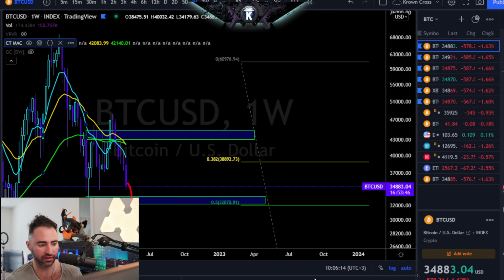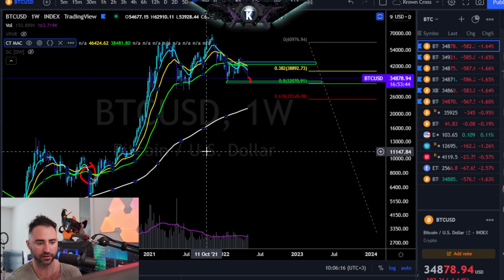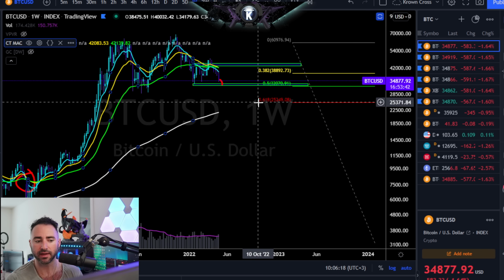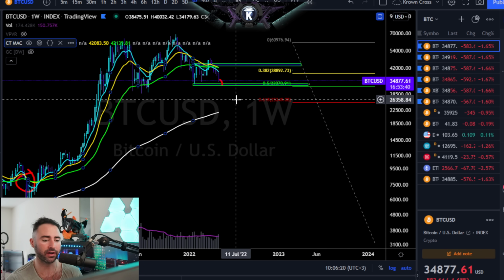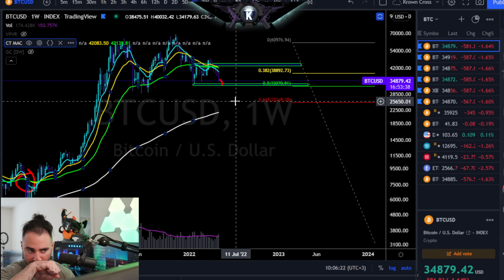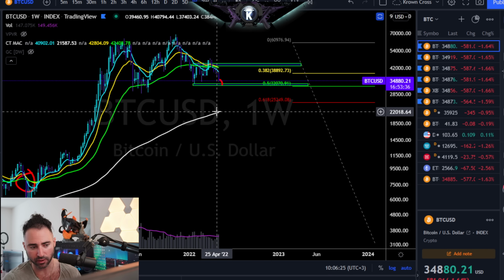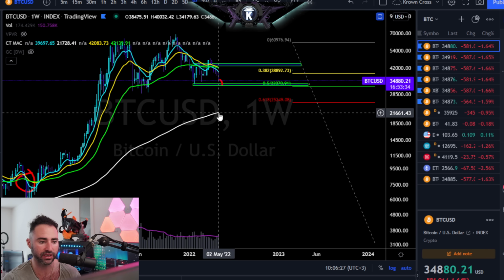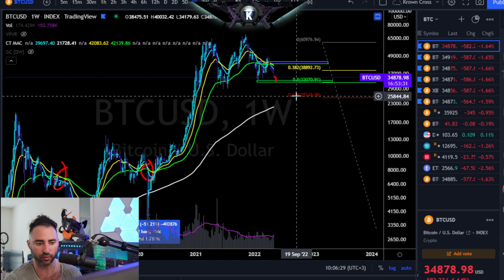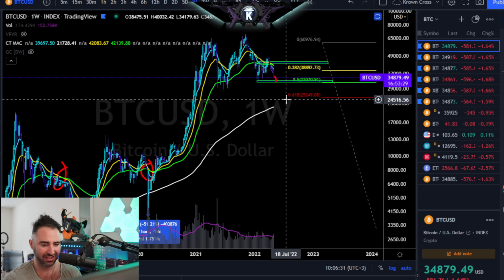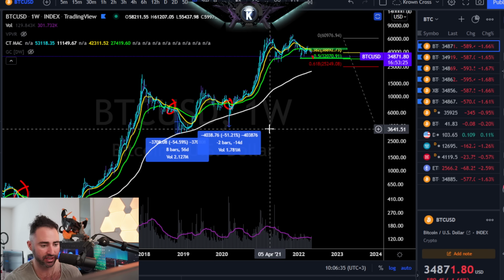I did miss one other thing with a confluential target towards the $25,000 or so region. That's going to be the 0.618 Fibonacci retracement on the macro scale here as well. And you can also visualize that white 200 simple moving average on the weekly is also starting to crawl its way up around that region. It should be there, you know, late June, early July-ish, I would imagine.